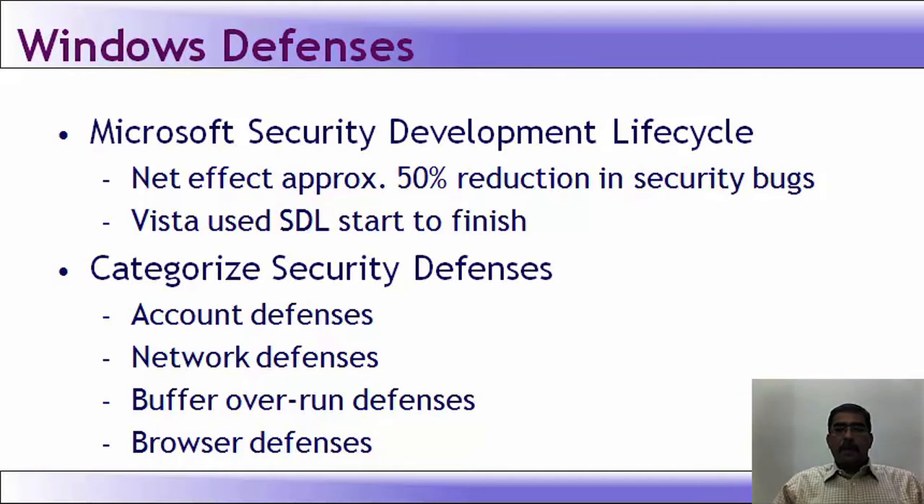Then categories of security defenses were done, that is categorization of security defenses like account defenses. So they addressed issues related to accounts, how to better protect an account, network defenses, how to secure the server due to network vulnerabilities, buffer overrun defenses, then browser defenses. So you can see a lot of changes happened from Internet Explorer 6 to the latest version, where a lot of security features have been incorporated into IE.